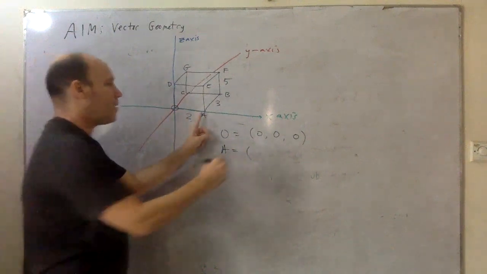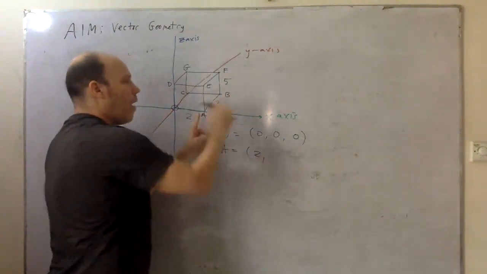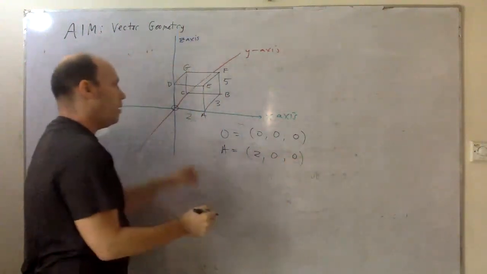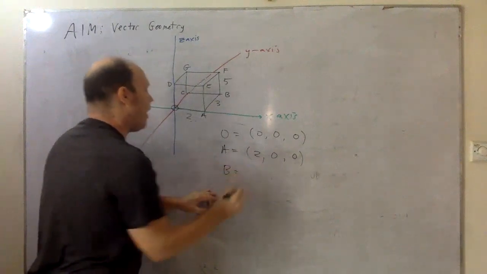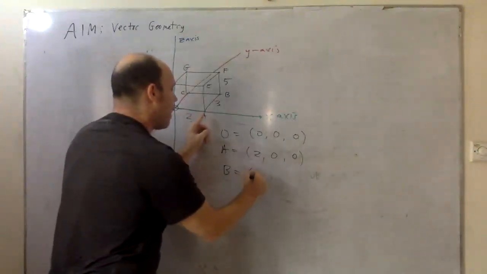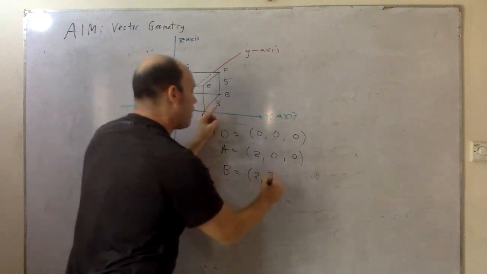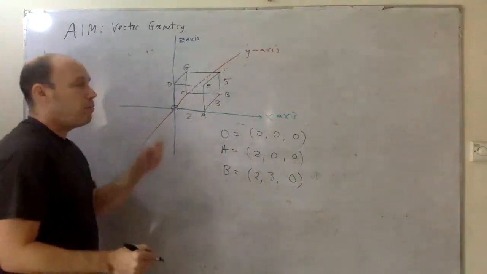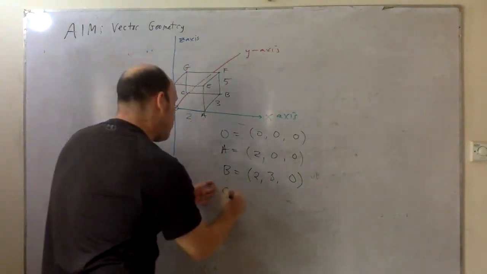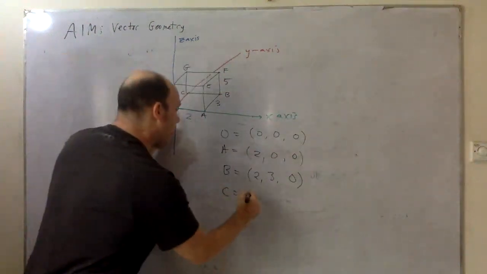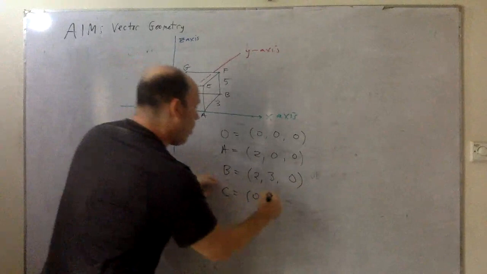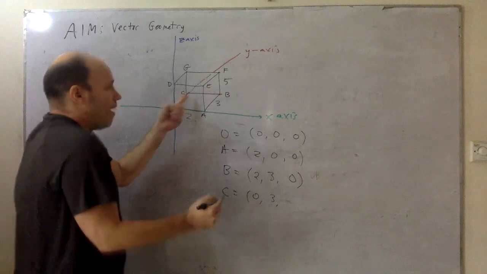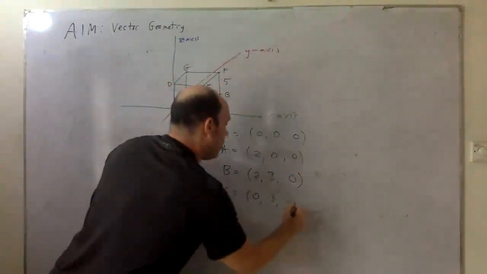Well, we go 2 along the x-axis. I'm not going back on the y-axis, and I'm not going up and down. Nice. Point B. How do we get to point B? Well, I go 2 along the x-axis, 3 along the y-axis, and I'm not going up. Same idea with C. What's going on with C? So I don't move along the x-axis. I move back 3 on the y-axis, right? And I don't go up or down.